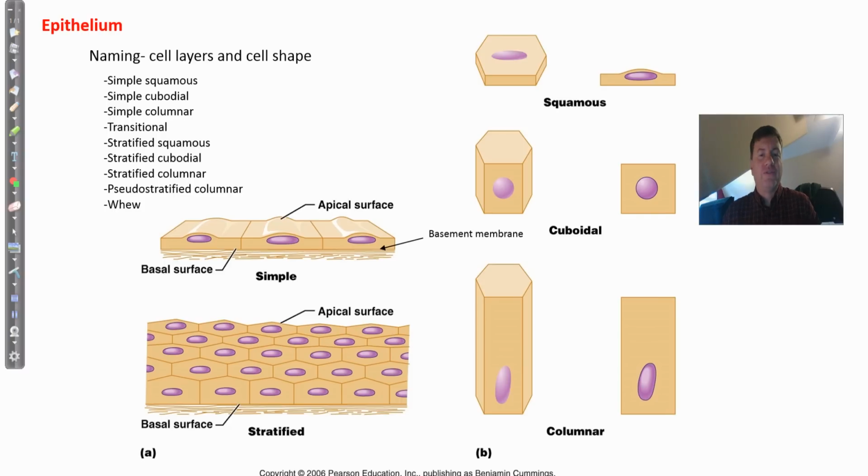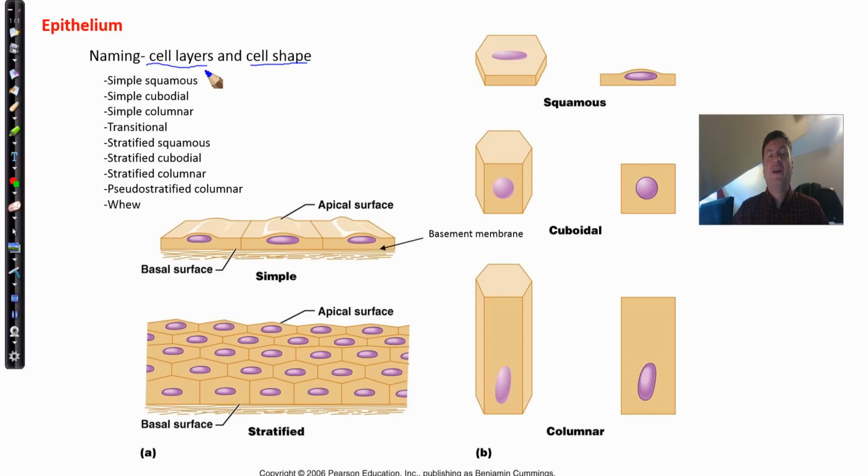Epithelium is a little different from the other tissues because we have to pay attention to a naming convention so that we know we're talking about the right kind of epithelium in different parts of the body. There are two considerations we have for naming epithelial tissue: the number of layers involved and the shape of the cells, and this is important, on the apical surface.